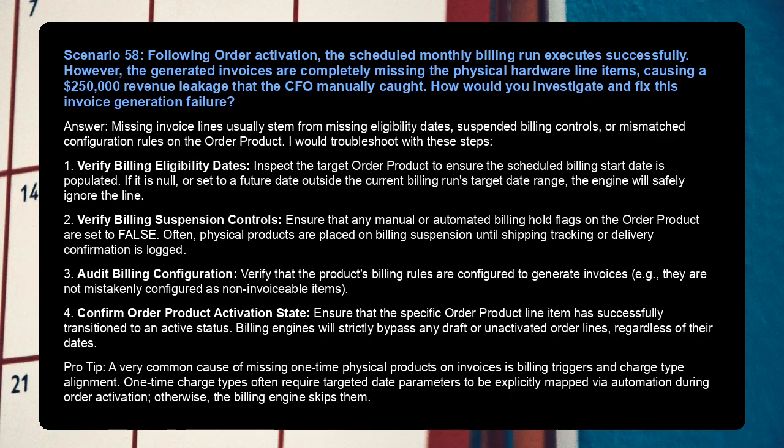2. Verify billing suspension controls. Ensure that any manual or automated billing hold flags on the order product are set to false. Often, physical products are placed on billing suspension until shipping tracking or delivery confirmation is logged. 3. Audit billing configuration. Verify that the product's billing rules are configured to generate invoices. For example, they are not mistakenly configured as non-invoiceable items.